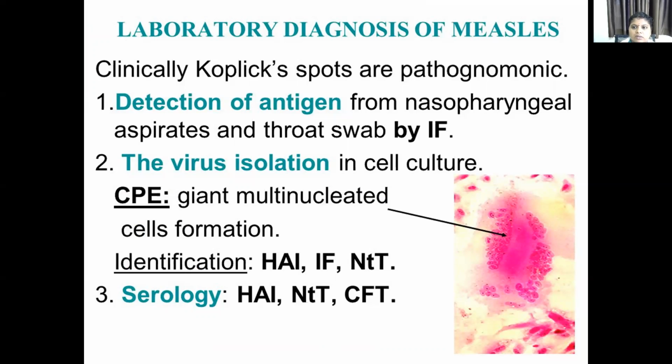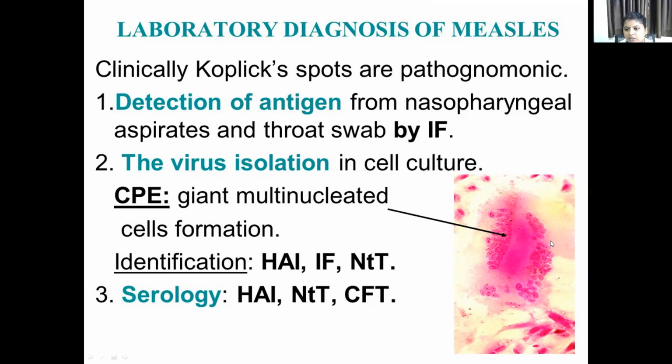Now we see the laboratory diagnosis of measles. The clinical manifestations itself are evident that the person is suffering with measles. But if there are any atypical features, in that case laboratory diagnosis of measles is necessary. Detection of the antigen can be obtained by immunofluorescence or by ELISA using specific monoclonal antibodies. Virus isolation can be done using Vero cells, Hep-2 cells, primary monkey kidney cells, or human amnion cells, where multinucleated cell formation can be seen.